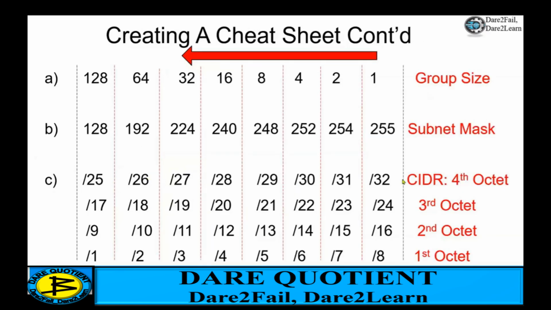So here you match the corresponding CIDR with this. The first row is the group size, and the second is the subnet mask. That is where we get these values. So for a /26, the group size is 64, and the subnet mask is 192.